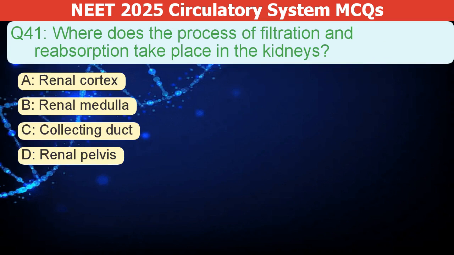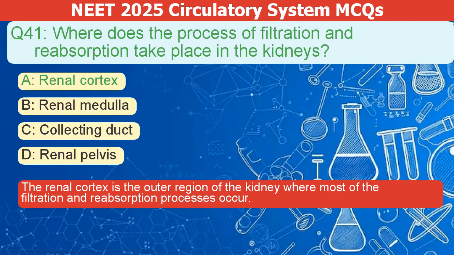Where does filtration and reabsorption happen in the kidneys? A. Renal cortex. B. Renal medulla. C. Collecting duct. D. Renal pelvis. The correct answer is A. The renal cortex is the outer region of the kidney where most of the filtration and reabsorption processes occur.